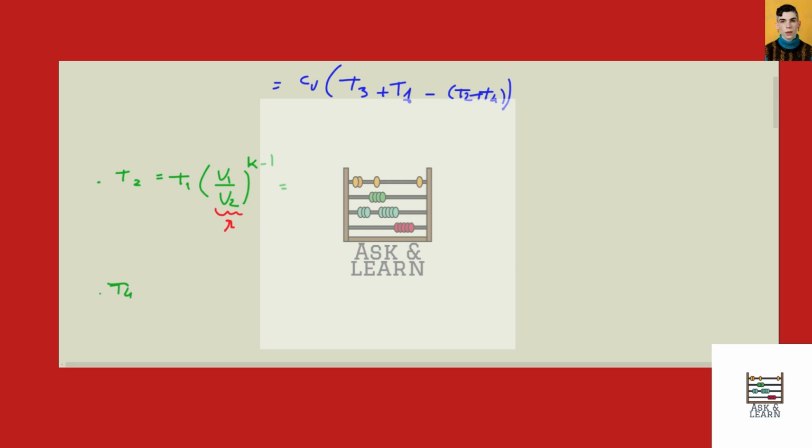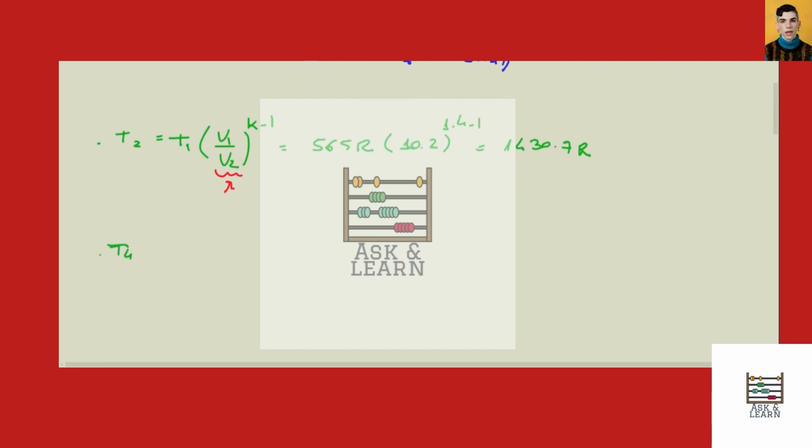Therefore, the temperature 2 is going to be 565 R. Remember to transform the temperature. Then multiply by the compression ratio, which is 10.2, to the power of 1.4 minus 1. Calculating this, we have a temperature 2 equal to 1430.7 R.